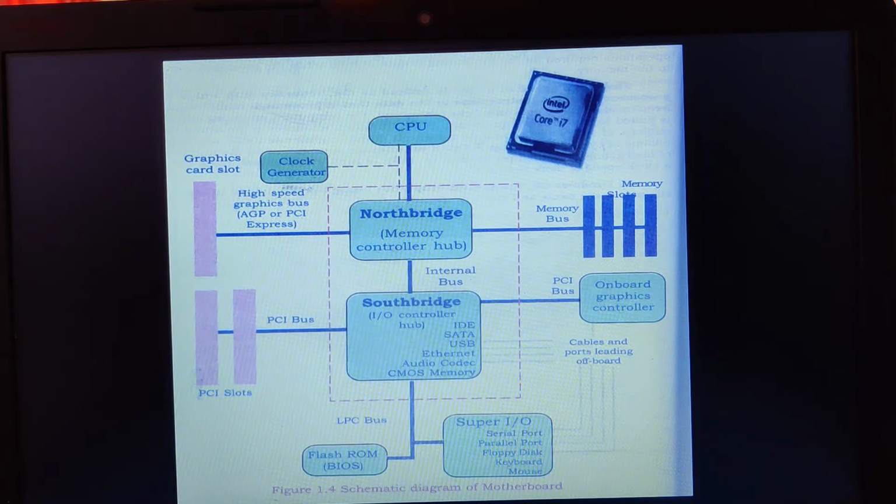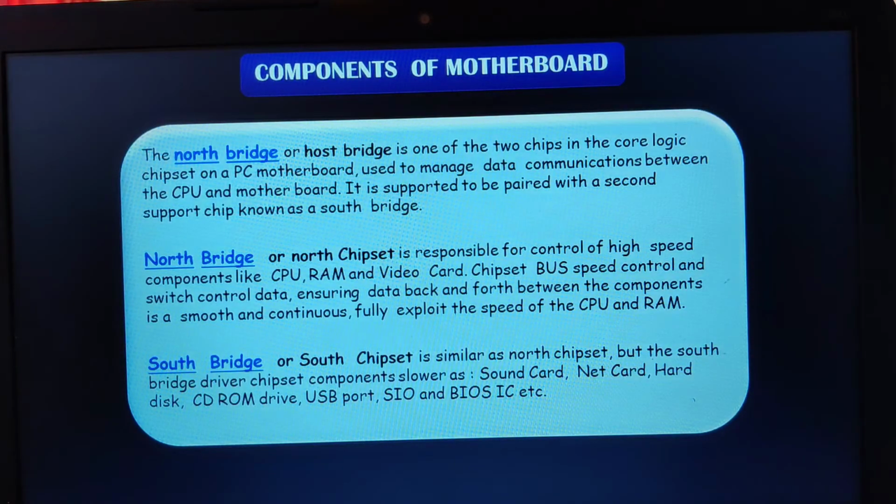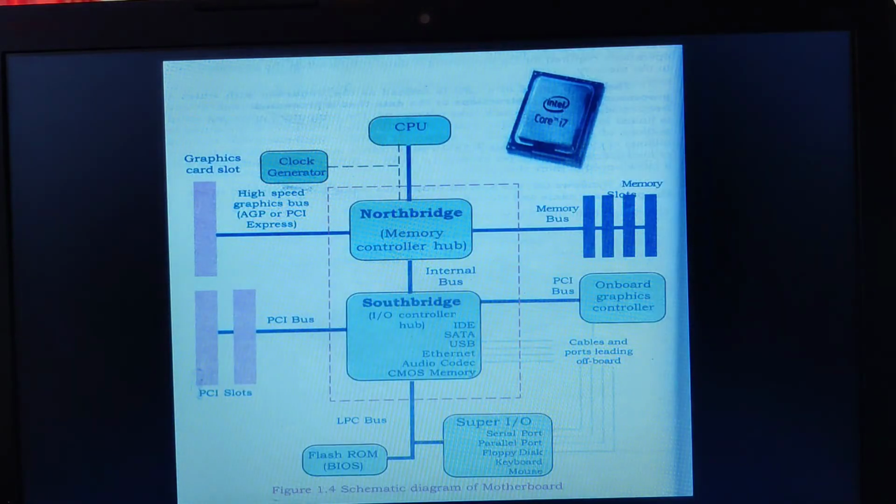Then we have one more question: name the different components of the north bridge. You need to explain what components we have in the north bridge. That is the CPU, RAM and the video card. And then what about the south bridge? In the south bridge we handle the lower components of the computer system like the input output controller, SATA, IDE, USB, Ethernet. Any of these you need to name.